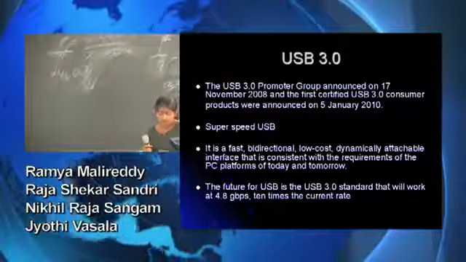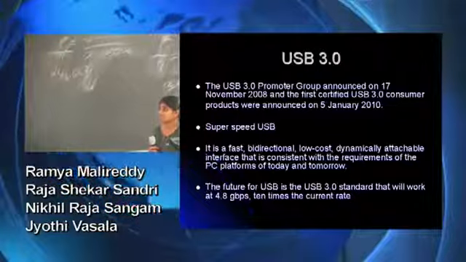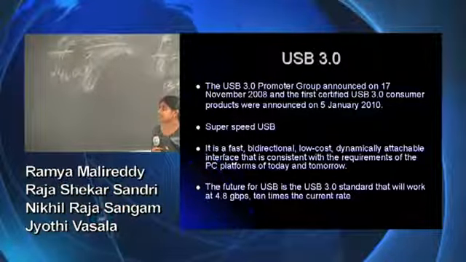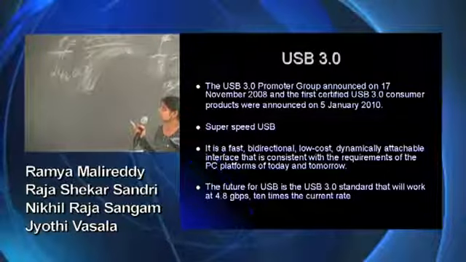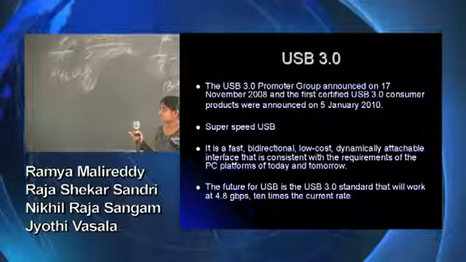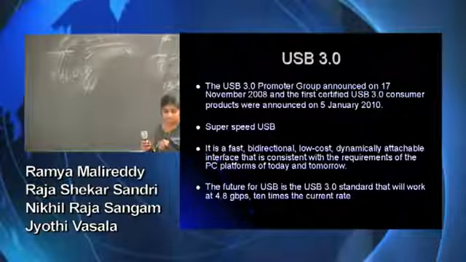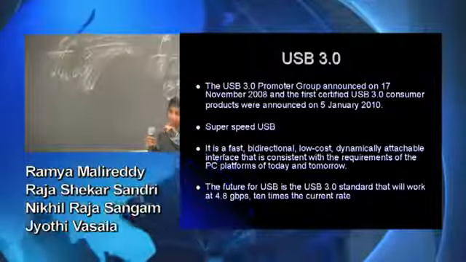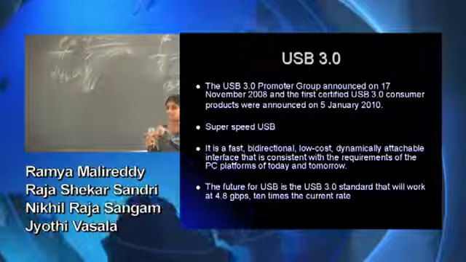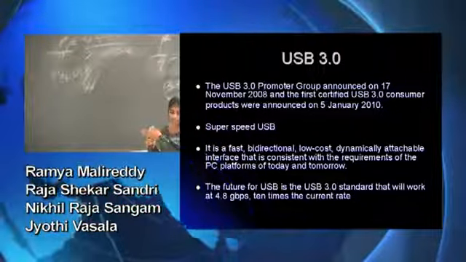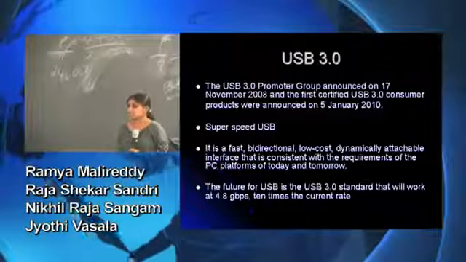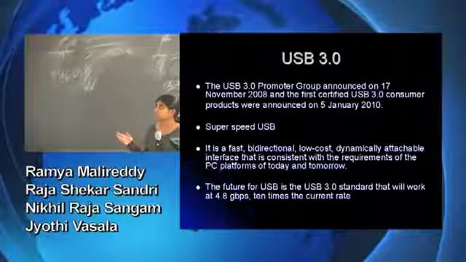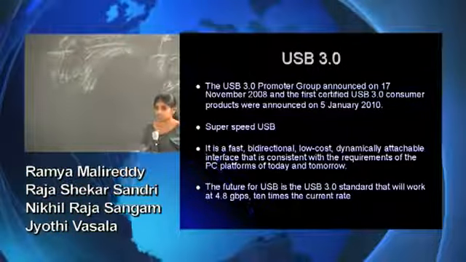Some of its features are that it is faster than USB 2.0, and also bidirectional, low cost, and a dynamically attachable interface that is consistent with the requirements of the PC platform. And this 3.0 can work at 4.8 gigabytes per second, which is 10 times faster than the current trend, that is USB 2.0, which is high speed.